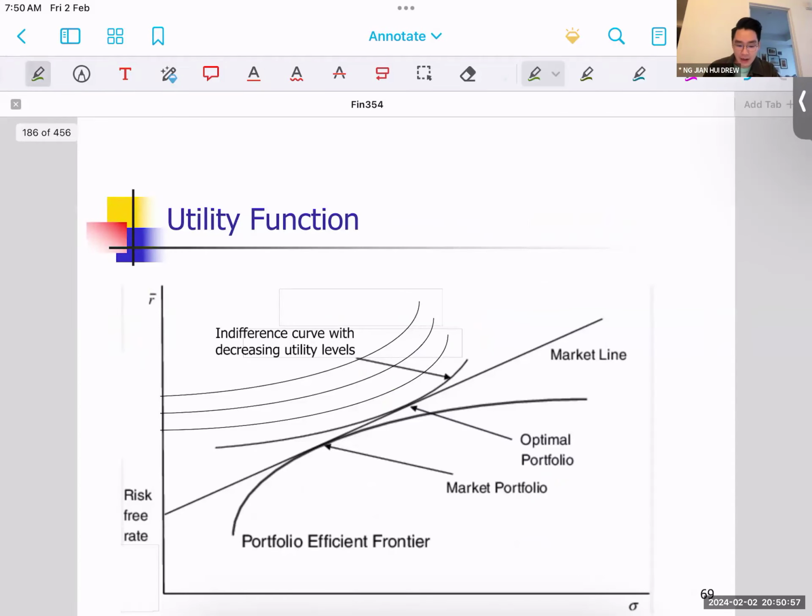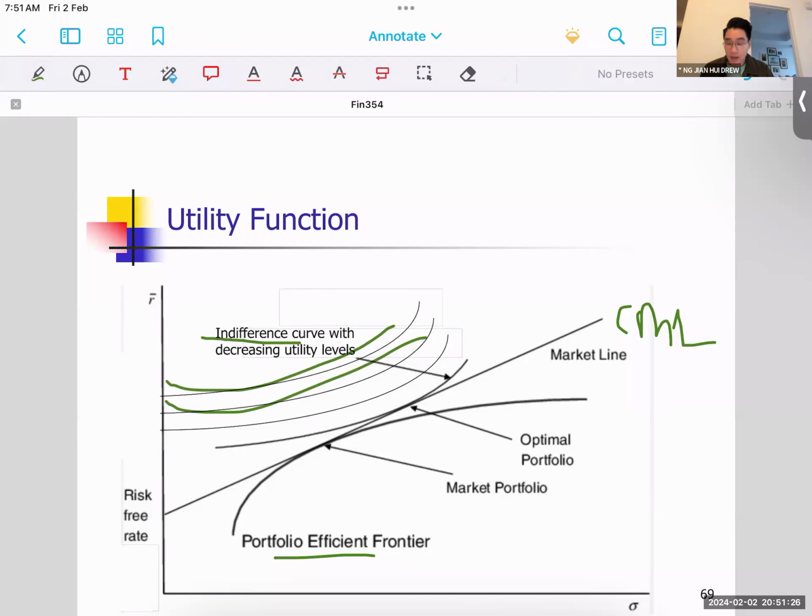Now, let's look at the graph. So we have talked about the efficient frontier given by this parabola. We have talked about the straight line, the CML line, capital market line, which is just that line that's tangent to the efficient frontier. Now, the utility function is given by this thing called an indifference curve. So this curve, right, keeps on curving downwards.